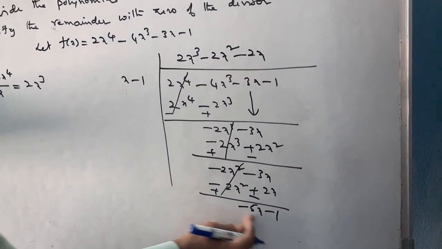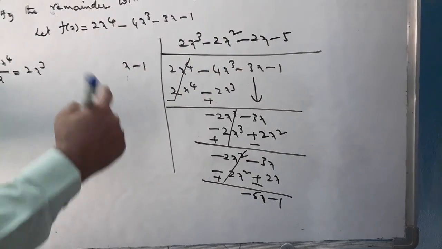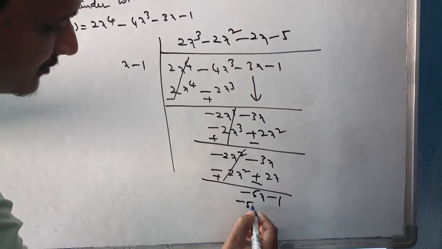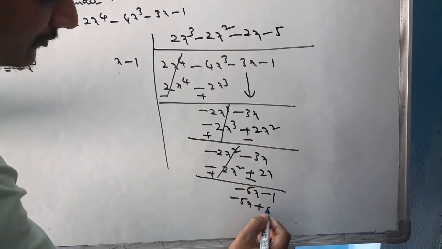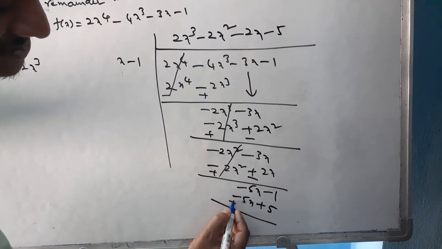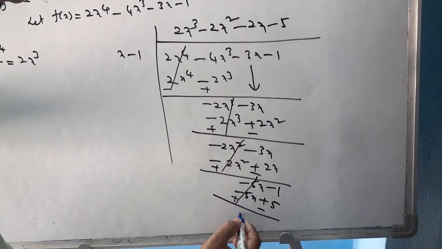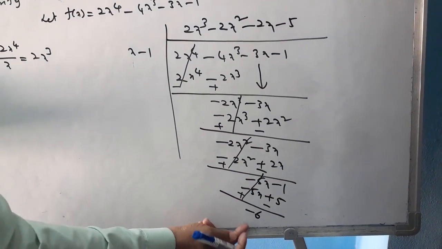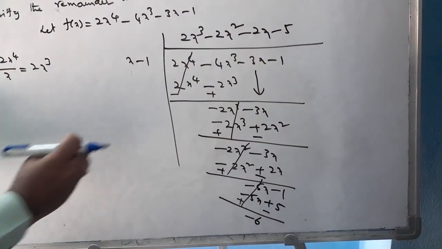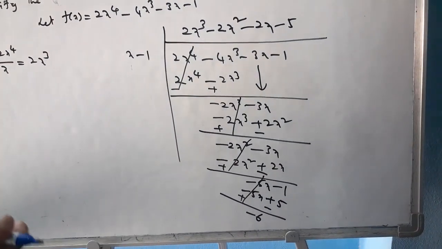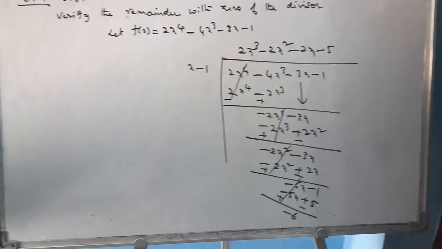So here again we have to divide minus 5x by x, we will get minus 5. So x into minus 5, minus 5x, minus into minus, plus 1 into 5, 5. So here change the sign, minus becomes plus, plus becomes minus, these both will be cancelled. Minus 1 minus 5, we will get minus 6. So minus 6 is a remainder. This 2x cube minus 2x square minus 2x minus 5 is the quotient, x minus 1 is the divisor, this one is the dividend.